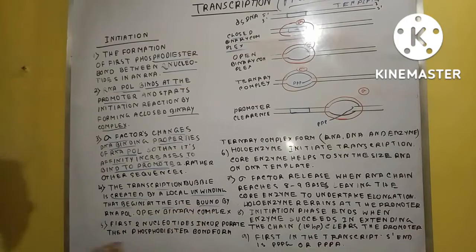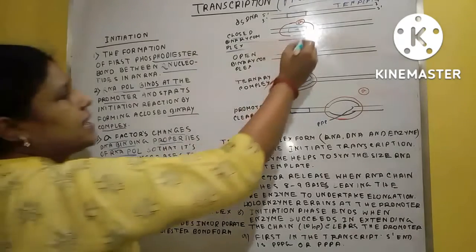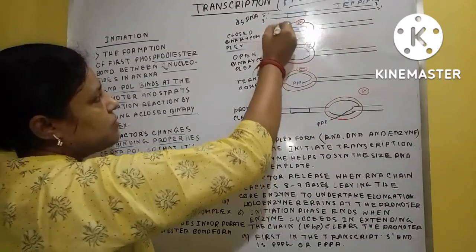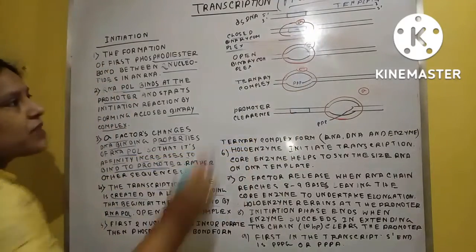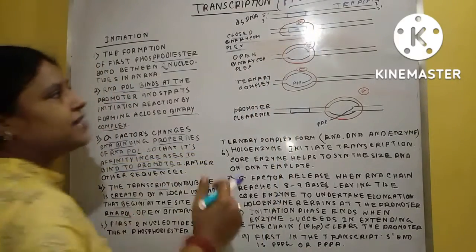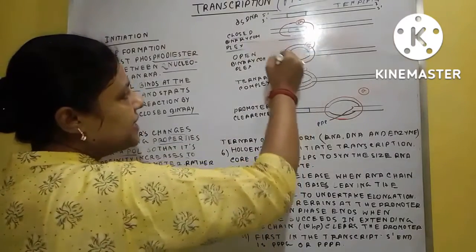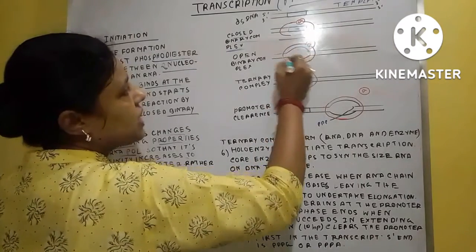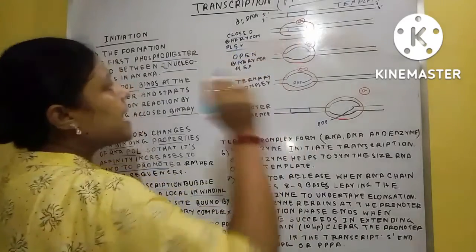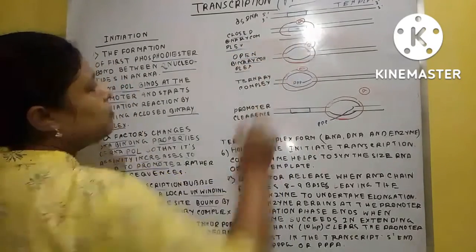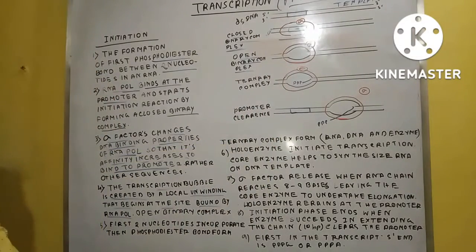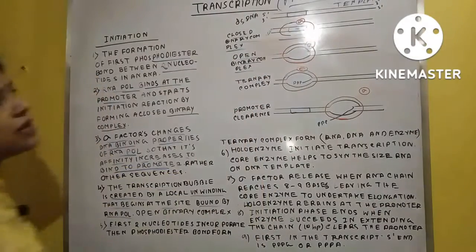Next, the transcription bubble is created by local unwinding, and that begins at the site bound by the RNA pol. The area that is bound by the RNA pol is the actual place which unwinds after binding of the RNA pol, and after unwinding it forms a bubble-like structure. You can say that this is the open binary complex. You call it the closed binary complex when the unwinding process is not done, and this is called the open binary complex where the unwinding process is completely done.